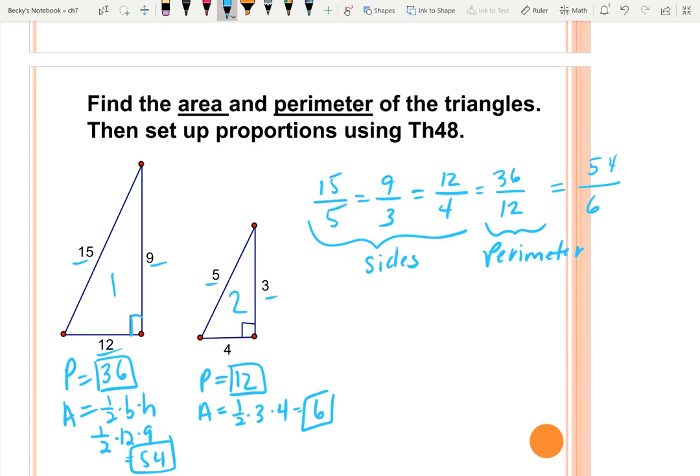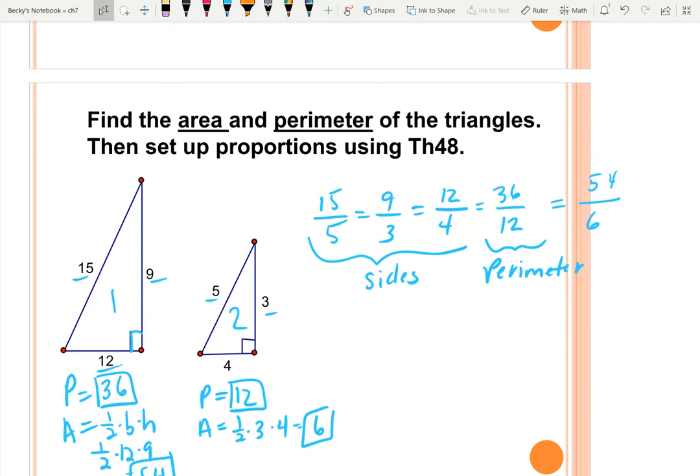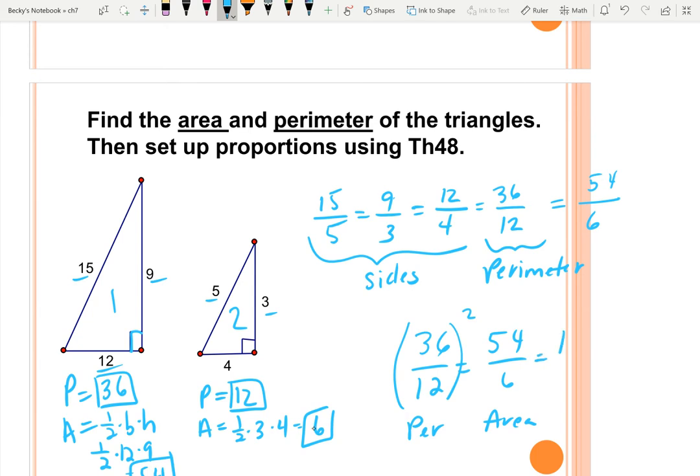Okay, so to use our new theorem, which is theorem 48, you can take any of the sides or the perimeter, and let's just use the perimeter. You take the area, so this is the perimeter, this is the area, and what you have to do is take the perimeter and square it. Okay, so 36 squared, it might have been easier if I used one of the smaller numbers on the sides. I get 1296, and 12 squared is 144.